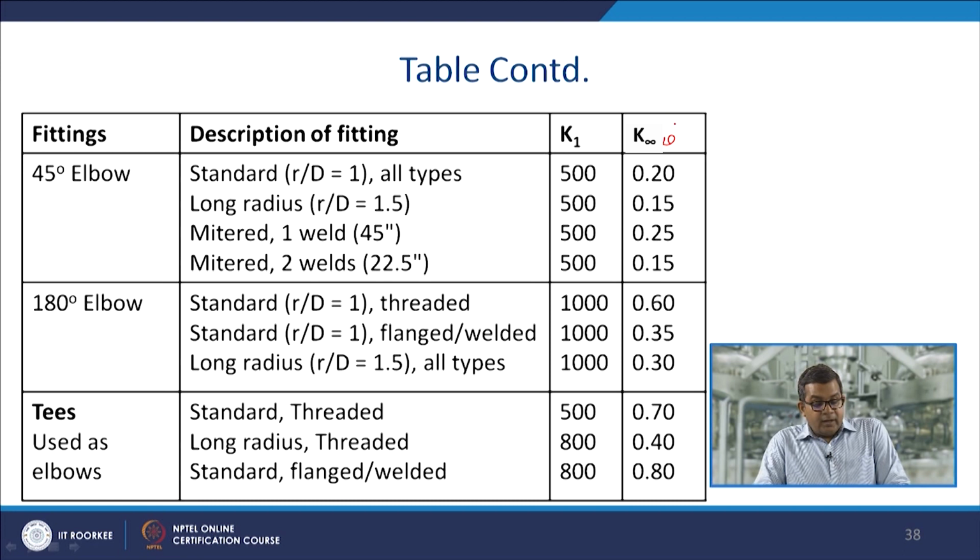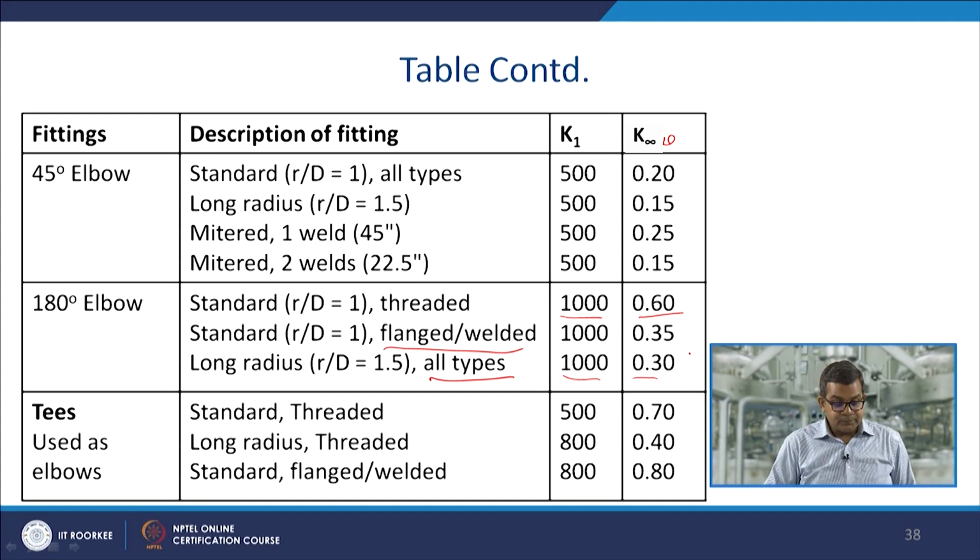Then for the 180-degree elbow, the standard R by D equal to 1, may be threaded, 1000 is the K1 and 0.60 is K infinity. Similarly, standard R by D equal to 1, that is flanged or welded, that is 1000 and 0.35 is the K infinity. And long radius for all types, that is R by D equal to 1.5, K1 is 1000 and 0.30 is K infinity.